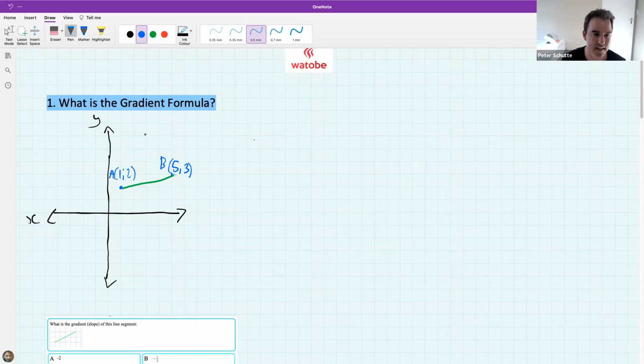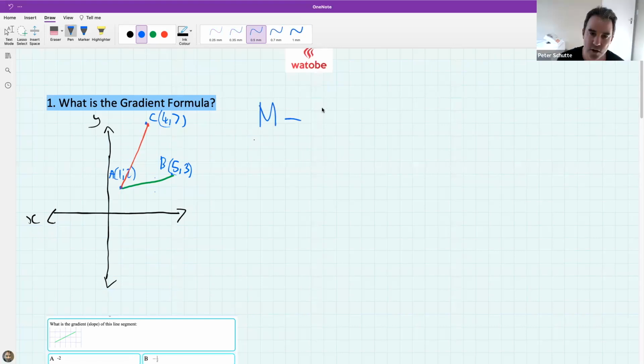And also, if we had a point up here, let's call this point C, what would the coordinate be? 1, 2, 3, 4, 5, 6, 7. So C's coordinate would be 4, 7. We can see that the gradient of AC is definitely a lot deeper than AB, but we need to have a way of working out what that is. Okay, so what is the gradient formula?